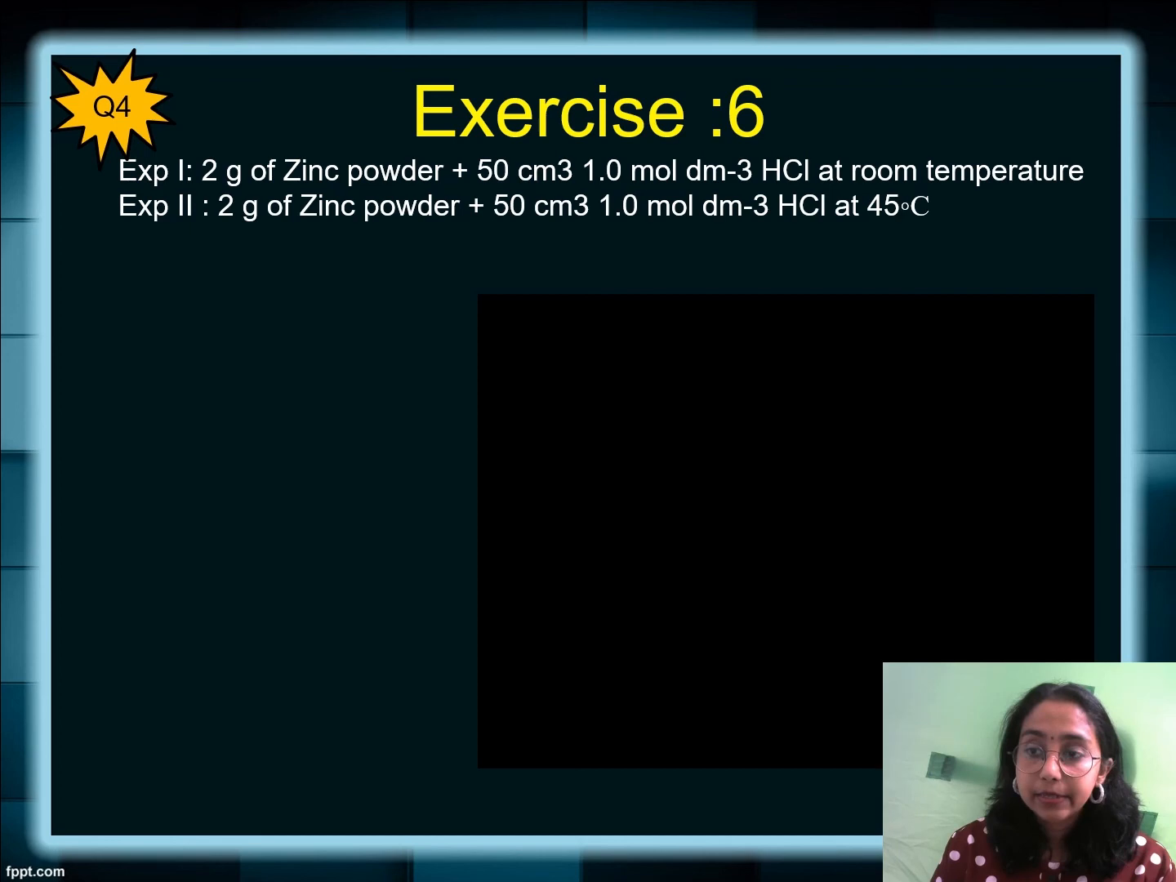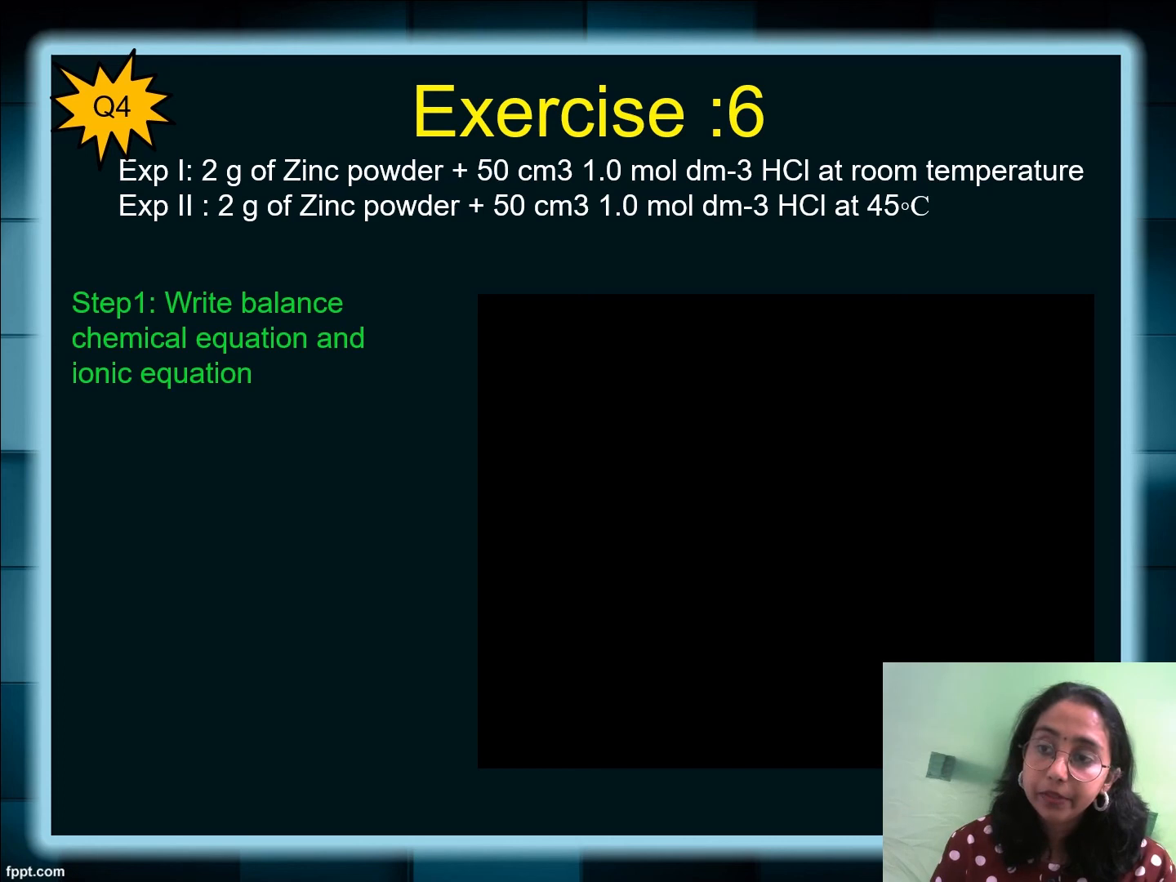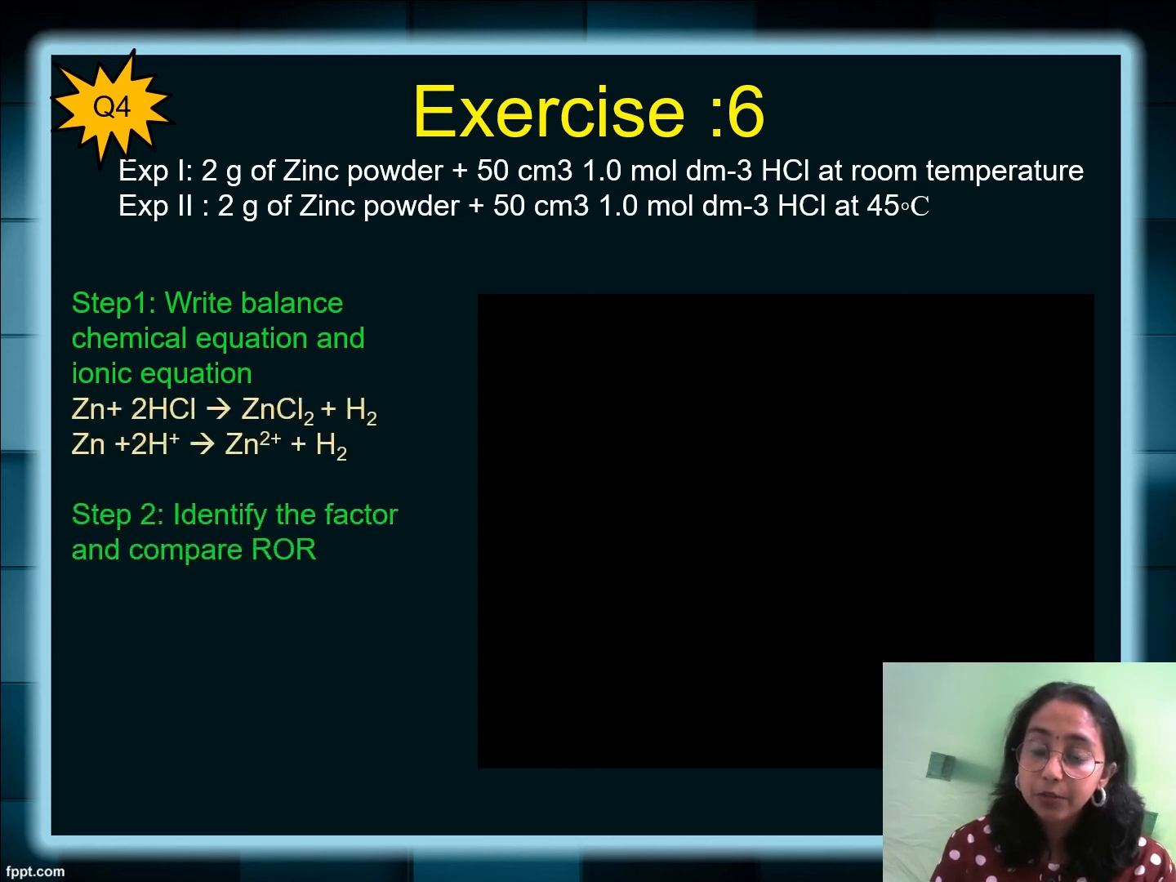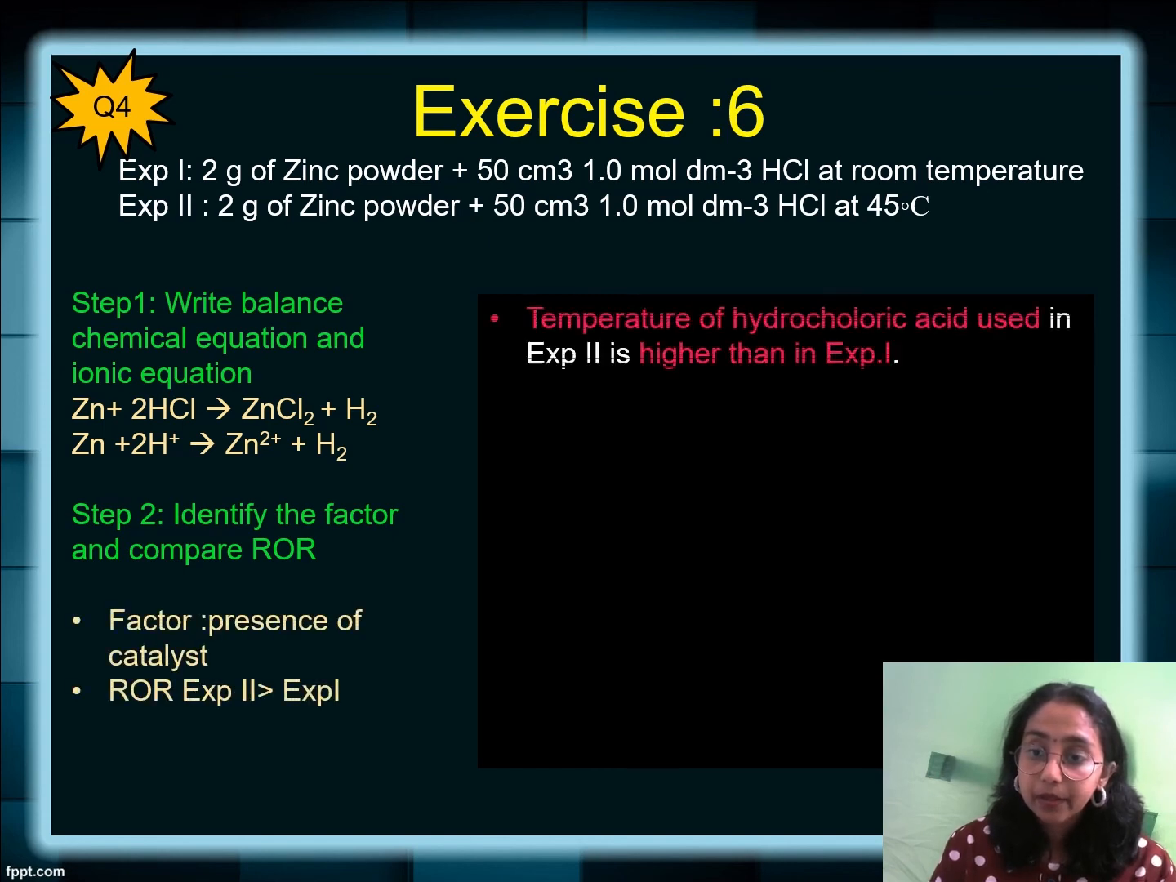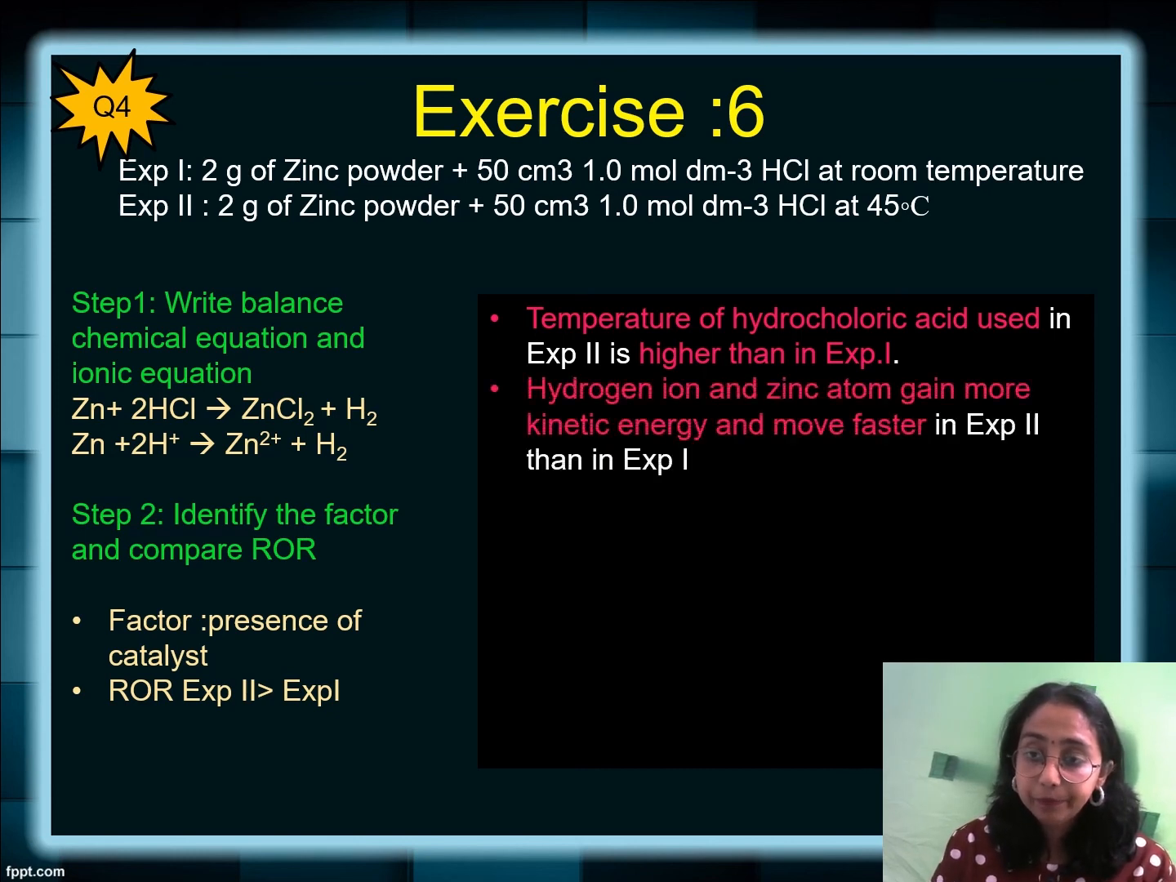Okay, this is the final example. Again, for this example I'm giving you, the factor affecting will be temperature. So now I'm going to teach you how to write a collision theory essay for temperature. Based on temperature, we know that experiment 2 has higher temperature. Which one do you think the temperature is applicable to, zinc powder or solution? The solution, right? So we have to mention the temperature of hydrochloric acid used in experiment 2 is higher than in experiment 1.